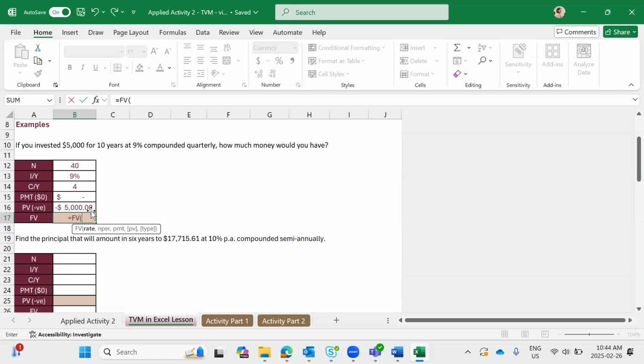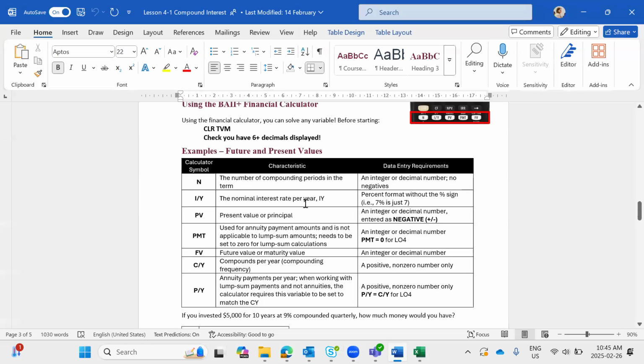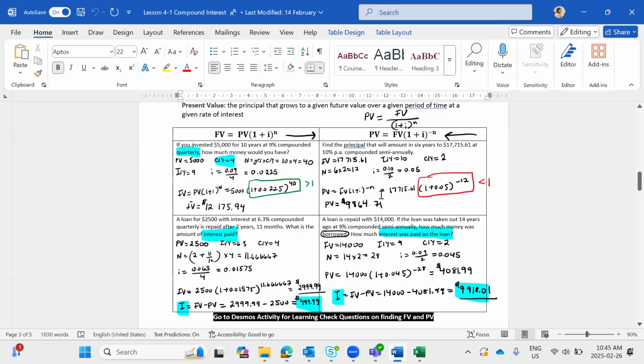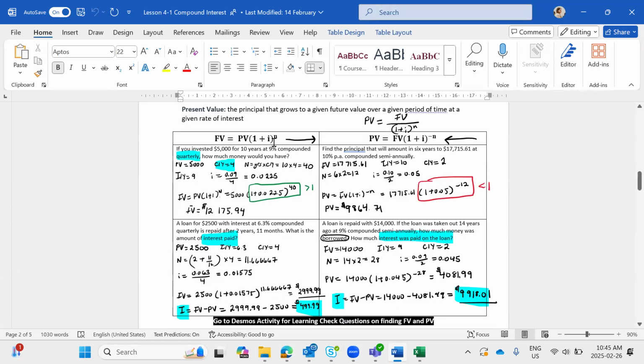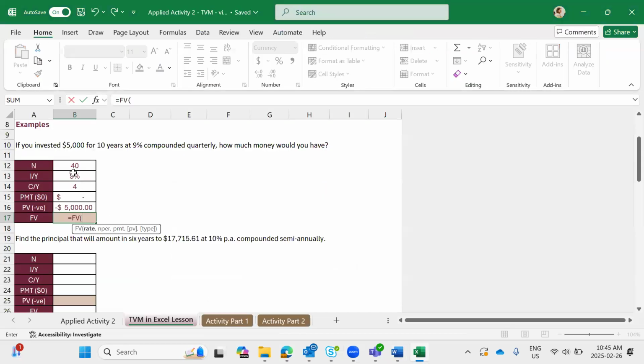In Excel, instead of accepting both IY and CY, it takes one thing, the rate. That rate corresponds to little i, which is the formula for interest that would have been used when you use the formula method for solving compound interest problems. So when we looked at the formula method in lesson 4.1, we had this little i, that was your interest rate from the question divided by the compounding periods. That is the one that Excel also takes. So you have to take your interest and divide it by the CY to get the first argument, the rate.